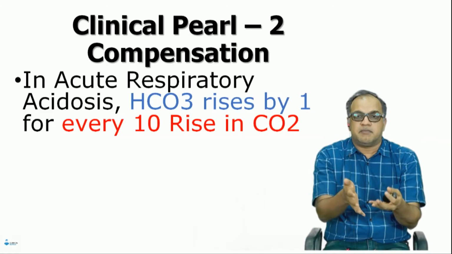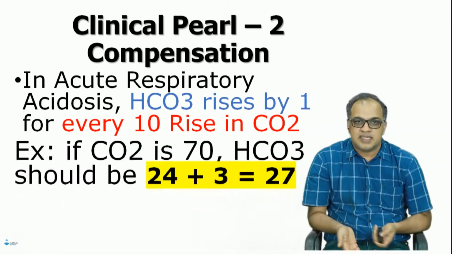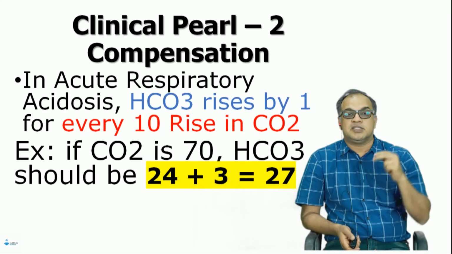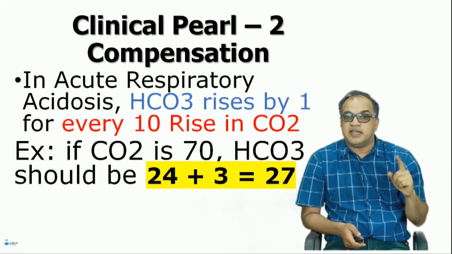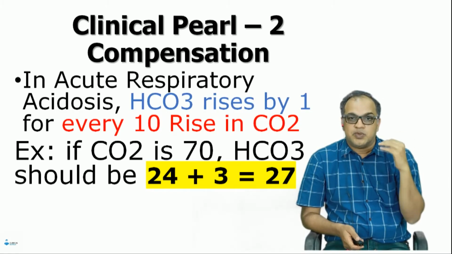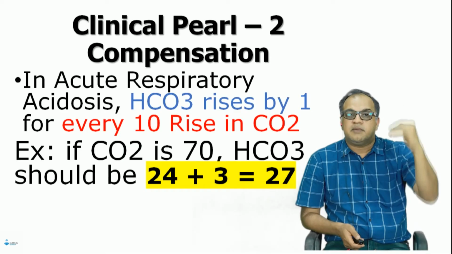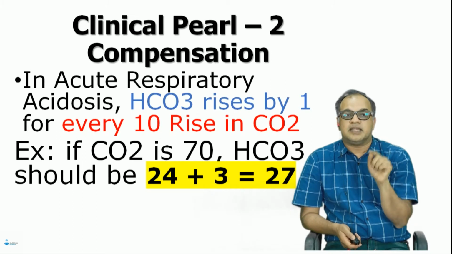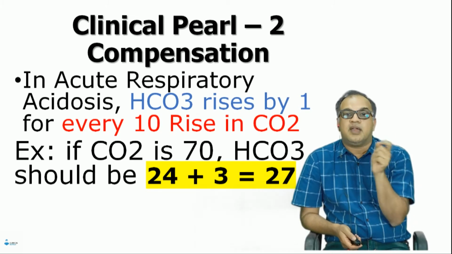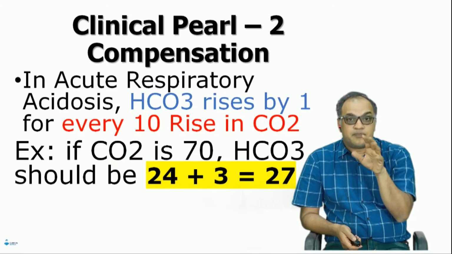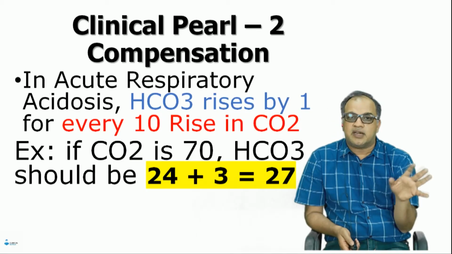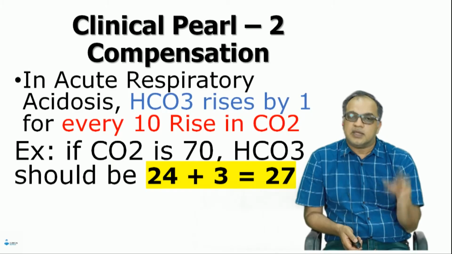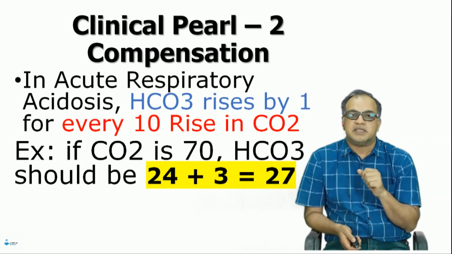So if we see an ABG now, we can judge. Let's say CO2 is 70, then the bicarbonate should be 24 plus 3. Why 3? Because CO2 is 40 plus 10 plus 10 plus 10. For every 10 rise, bicarbonate rises by 1. CO2 is 70, so 24 plus 1 plus 1 plus 1, that is 27. So the second clinical pearl is for compensation: bicarbonate rises by 1 for every 10 rise in CO2. In acute respiratory acidosis, the bicarbonate rise is not too much because the kidneys are slow to act. That is why the pH will still be low. The compensation will be partial or kind of uncompensated.